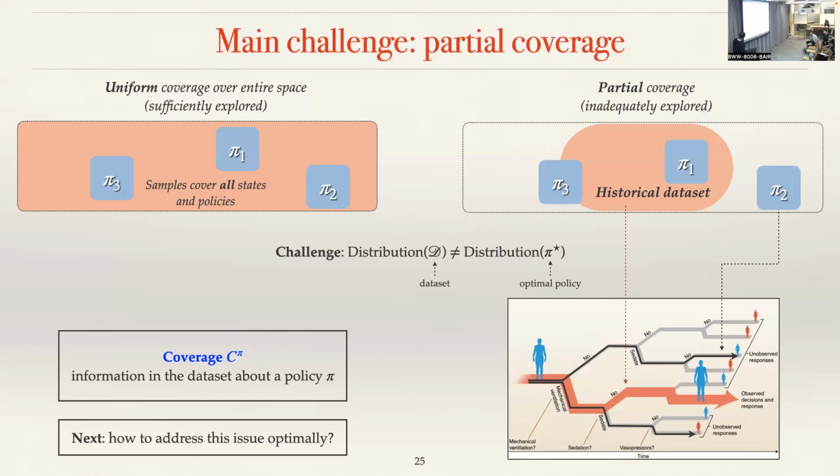But normally what you're given is trajectories that might be, for example, from humans. And so they're generally narrowly concentrated. And that's what we call the problem of partial coverage. In the example here, the data set may have a lot of information about Pi1, no information about Pi2, and some information about Pi3. And somehow you have to choose between the three and figure out which policy is the best. And the thing that I want to highlight today is how do we even measure this coverage, how much information the data set contains to find a good policy.